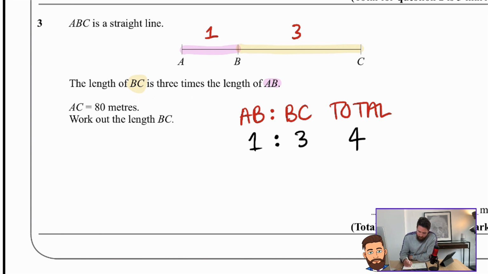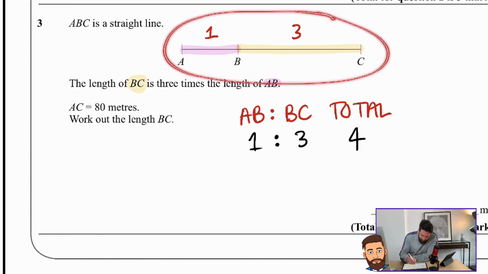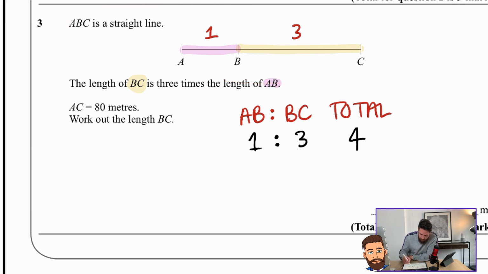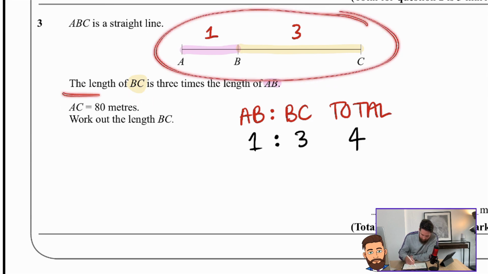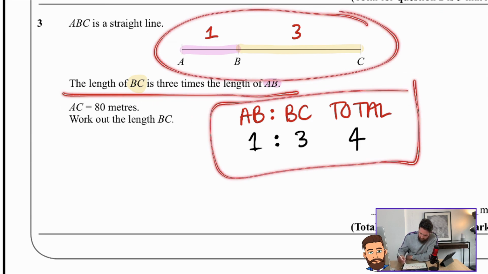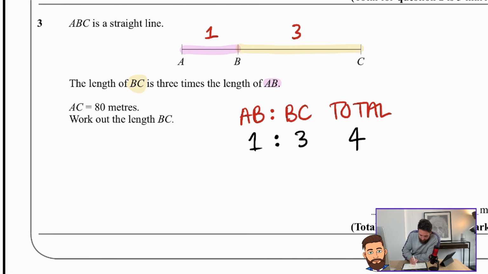Okay? So again, out of everything we've done today, this is probably the most confusing, because you have to turn this little diagram with this sentence into this. But hopefully you can see how I've done that. B to C is 3 times A to B. So if this is 1 and this one is 3 times more, it must be 3. Then I can set my ratio up like this.